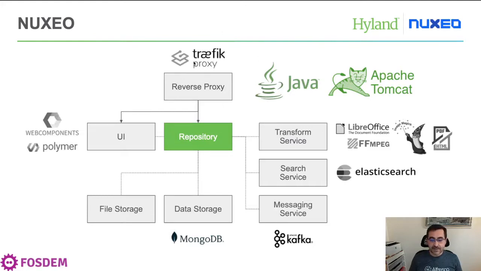Finally, Traefik proxy is used as default to provide reverse proxy services, but also Nginx or Apache HTTPD can be used. Once we review the Nuxeo stack, we are ready to deploy the product. So let's move on to it.